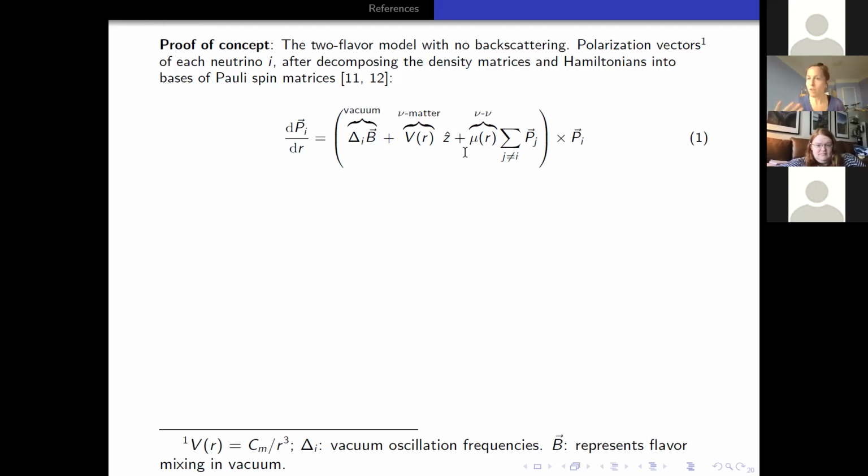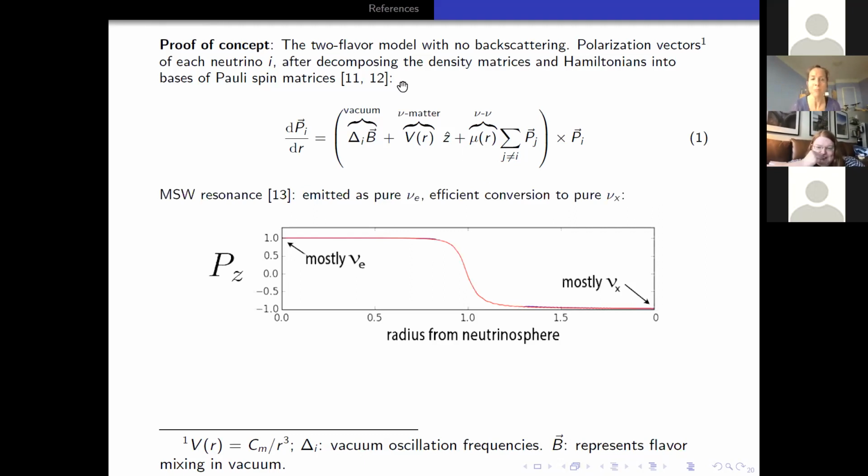And for those of you who do not have any idea what I'm talking about, here's all you need to know for the purposes of today. In a two-flavor model, we have electron flavor, and then the other two flavors are lumped into X flavor because they're not really important at the energies we're talking about. So we have electron flavor and X flavor, where in the language of polarization vectors, Pz equals +1 for pure electron state, and it equals -1 for pure X state.